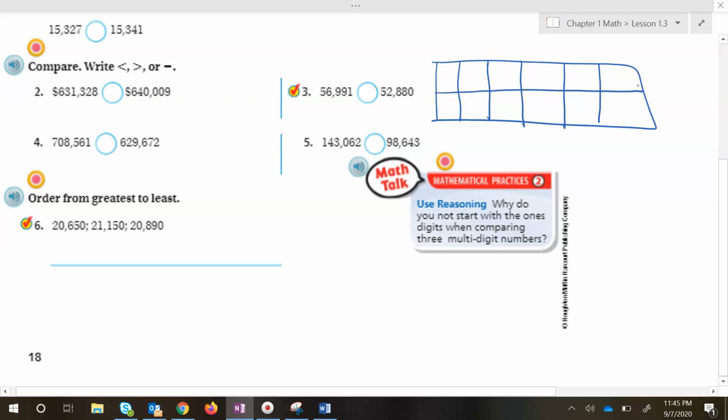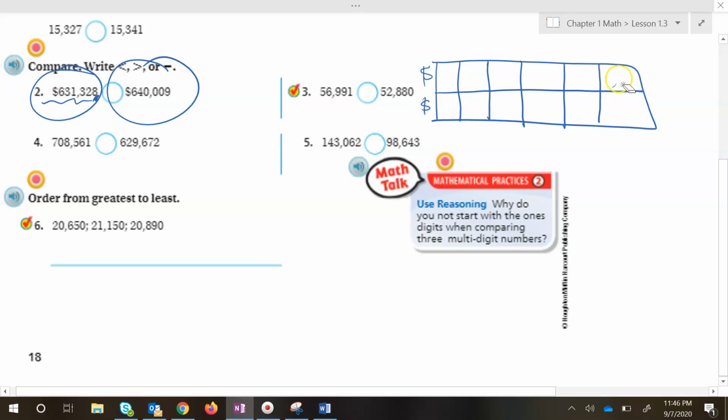There we go. And that way you can start plugging these 2 numbers in. Remember, start with the ones place just so that you don't lose your place, because sometimes that's easy to do. So we have $631,328. Now keep in mind there's a dollar sign on there because it's money.